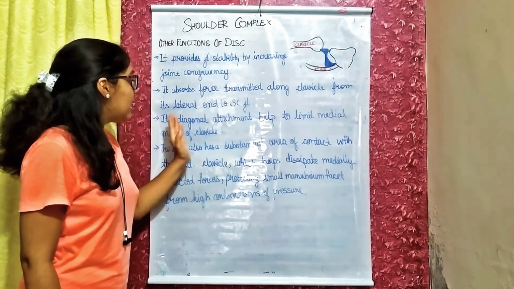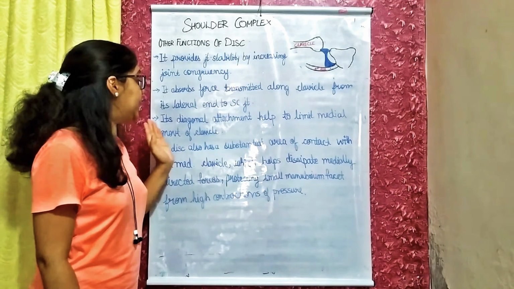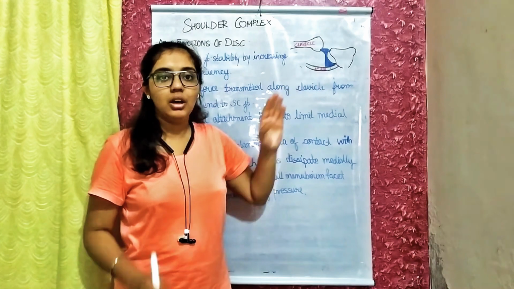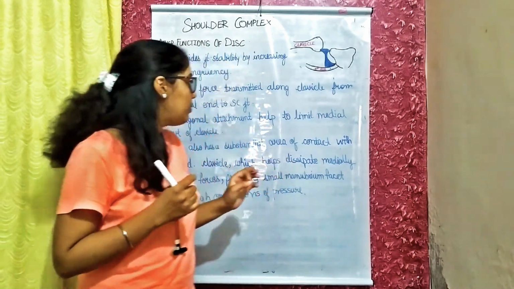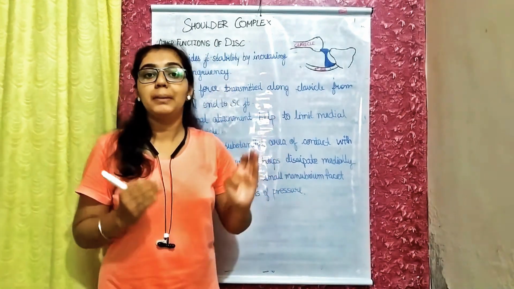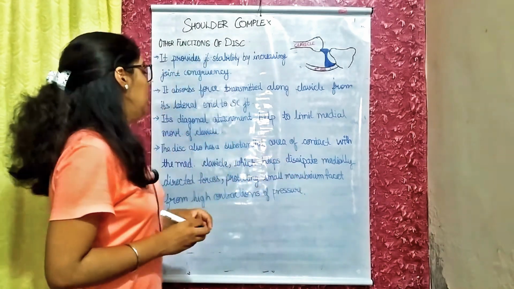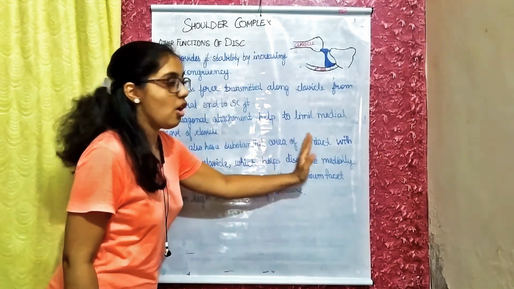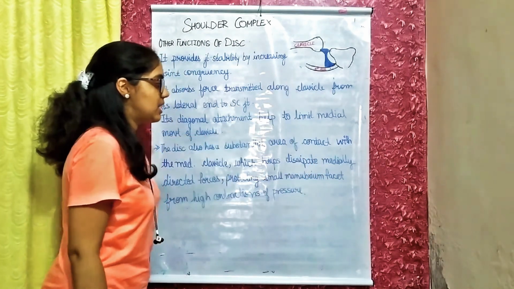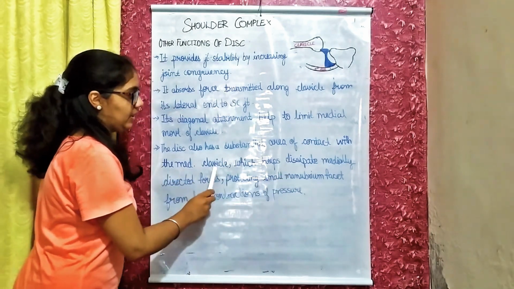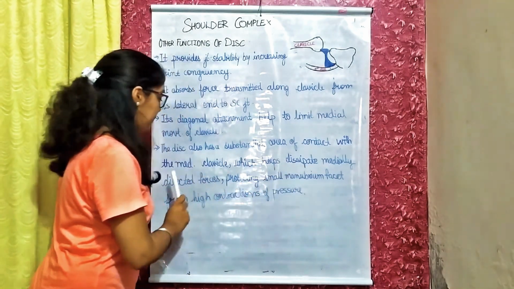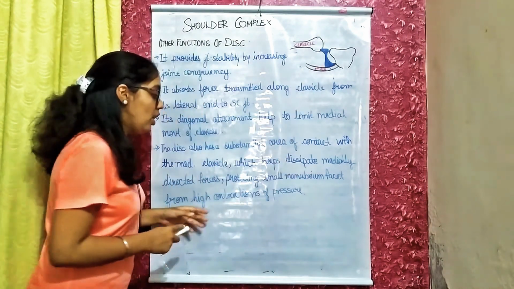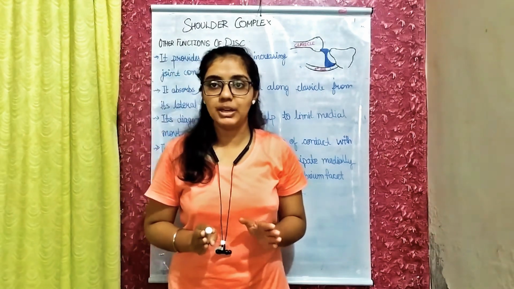Third, its diagonal attachment helps to limit the medial movement of the clavicle. As we saw earlier, the joint disc is arranged diagonally, and this type of arrangement helps to limit the medial movement of the clavicle. The last point is that the disc has a substantial area of contact with the medial clavicle, which helps to dissipate medially directed forces and protect the small manubrium facet from high concentration of pressure.